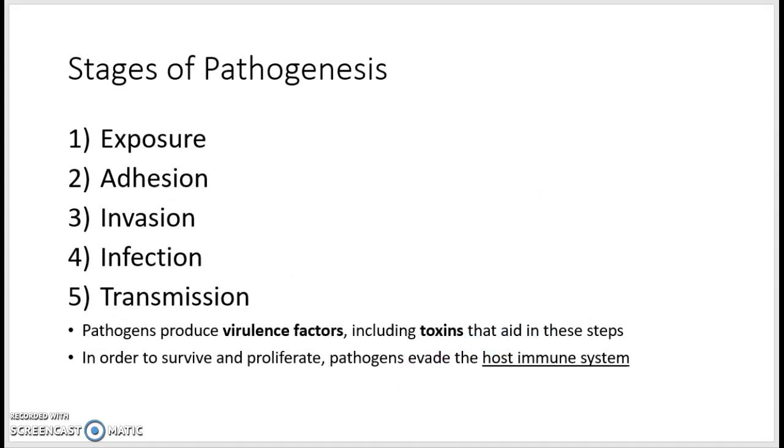The stages of pathogenesis explain what the pathogen is doing during an infection, how a pathogen enters and creates an infection in a person, and then is transmitted to a new host. The stages are exposure, adhesion, invasion, infection, and finally transmission. Pathogens produce virulence factors, including toxins that aid in these steps. In order to survive and proliferate, pathogens have to evade the host immune system.